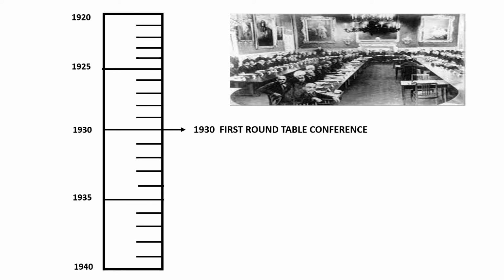1930 First Roundtable Conference. The First Roundtable Conference was officially inaugurated on November 12, 1930 at the House of Lords in London by the British King George V and was chaired by the then British Prime Minister Ramsay MacDonald. It was conducted as per the 1930 report of the Simon Commission.